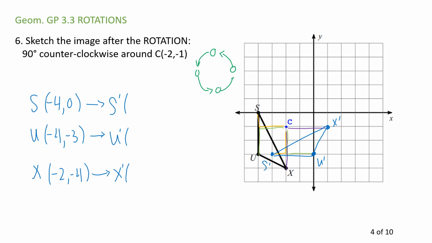So erase everything and go back to just the blue. What's the location of this point right here? It's -3, -3. What's the location of U prime? From the origin, it's side to side 0, down 3. What's the location of X prime? From the origin, it's +1, -1. And that's rotations around a point other than the origin. And that's that.